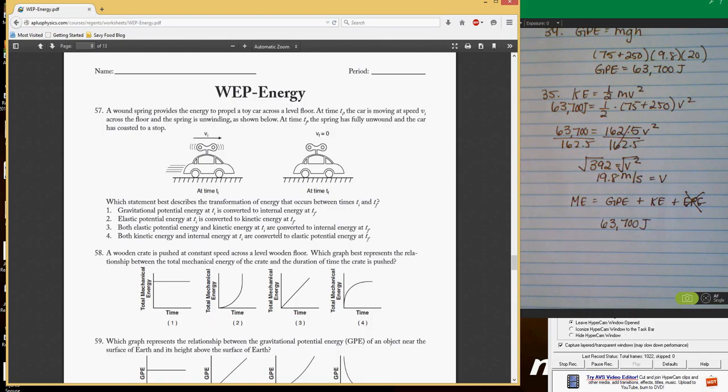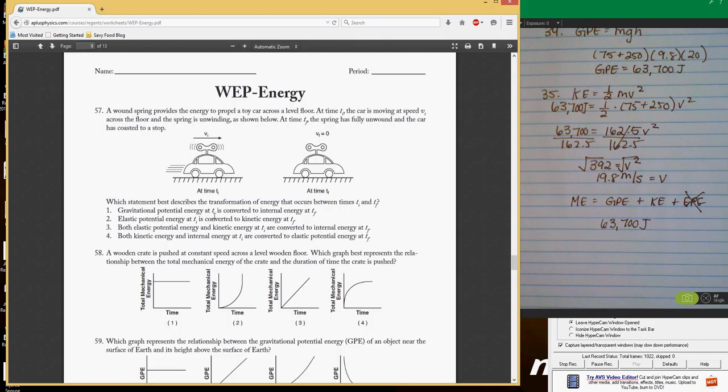Once the spring is totally released, we know that the kinetic energy has decreased to nothing by the time it goes to no velocity. Kinetic energy is at its greatest once the spring has totally unwound, and then it comes to a stop. So we know we're looking at kinetic energy here. So if we look at the statements, which one best describes the transformation?